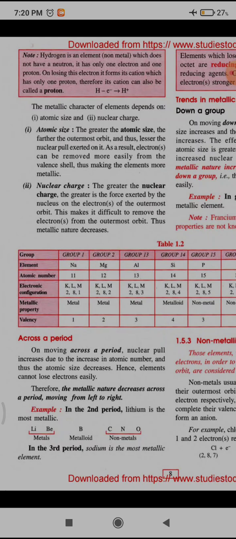Maximum electrons will be there in the outermost orbit, and as they are unable to lose their electrons, that's why they form the non-metallic character, or you can say they always try to gain only. As their nuclear charge is more, they will always want to gain electrons, and they are the non-metals and they form the non-metallic character.